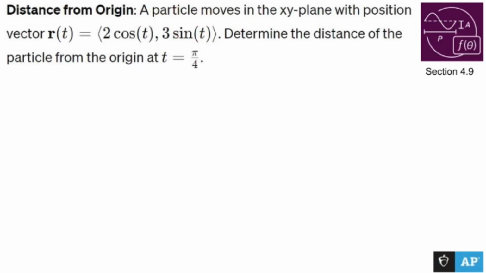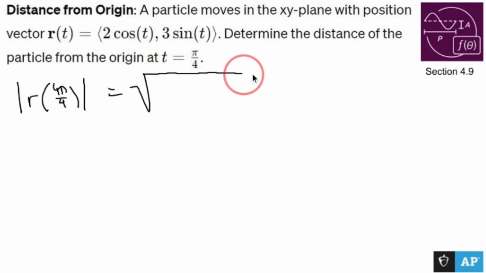A particle moves in the xy plane with position vector r of t equals, in component form, 2 cos t, 3 sine t. Determine the distance of the particle from the origin at t equals pi over 4. Well, basically, we know what distance looks like. It's the magnitude. So the magnitude of r at pi over 4 is going to be found by doing the Pythagorean theorem. All right, so something that we're very much used to.